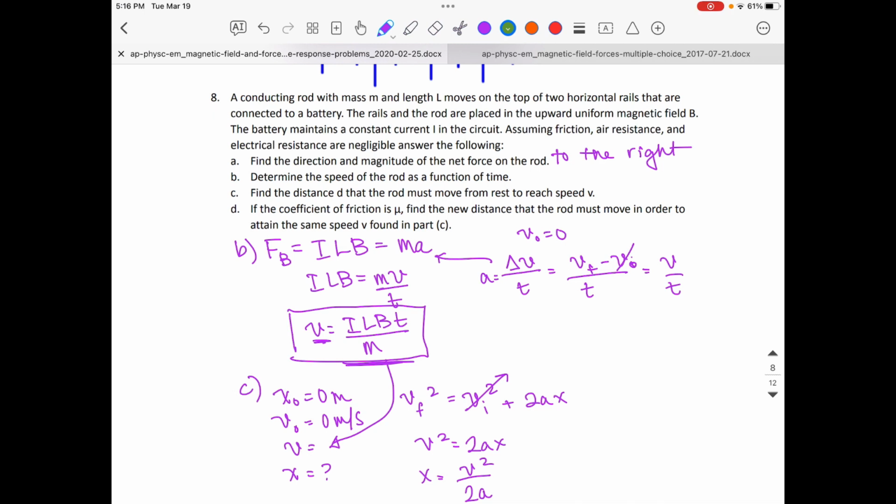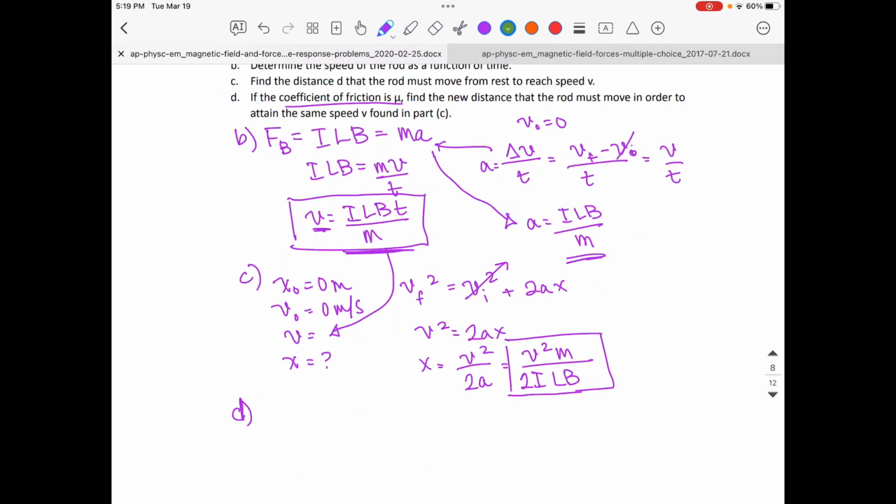And so to find a substitute for acceleration, we are going to take the acceleration from part B and solve for A, which gives me ILB over mass. And when I plug that into this equation, we can just multiply it by the reciprocal, and I get V squared m over ILB, times this whole thing times 2.